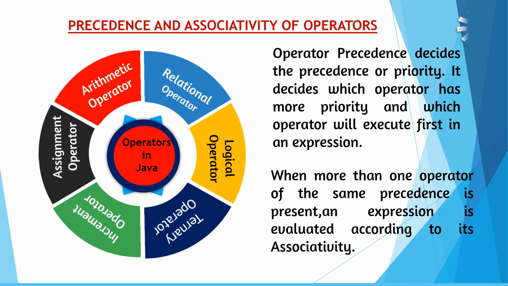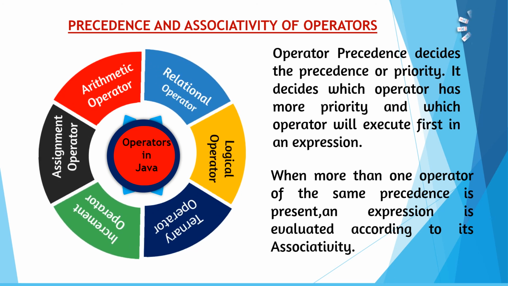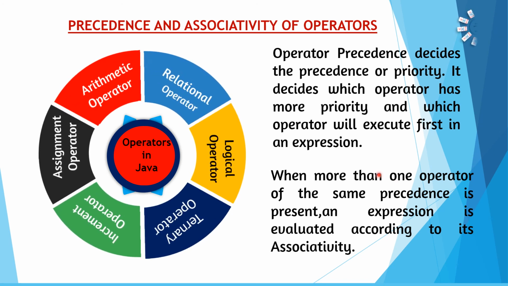And associativity: when more than one operator is present in the expression, that means operators of the same priority are there, we have to decide how to execute the operation. When more than one operator of the same preference is present, an expression is evaluated according to its associativity. That means mainly from left to right or right to left, which we have to discuss in detail.